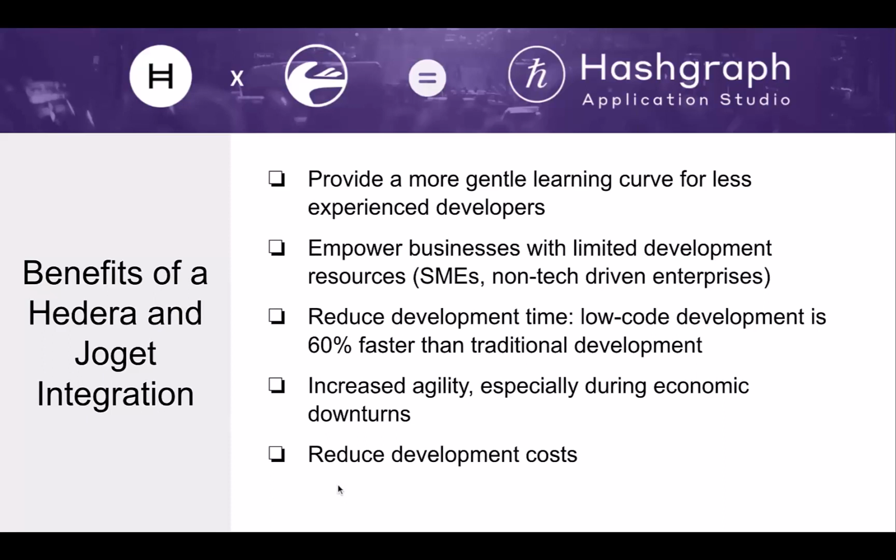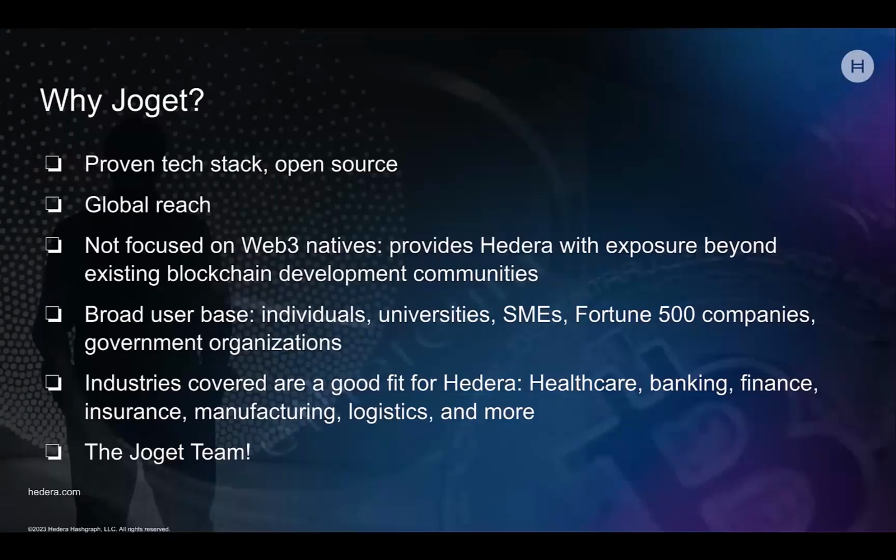So, why did we pick Joget in particular? First of all, we're very impressed with the product. It's a proven tech stack. It's open source. Joget itself has a global reach, with users across the globe. And also we like that it's not focused on Web3 natives, because we have our own network of developers in the Web3 world that is aware of Hedera, but we also wanted to give Hedera some exposure beyond these blockchain communities. So it was a good complement. And the Joget user base is really broad, right?